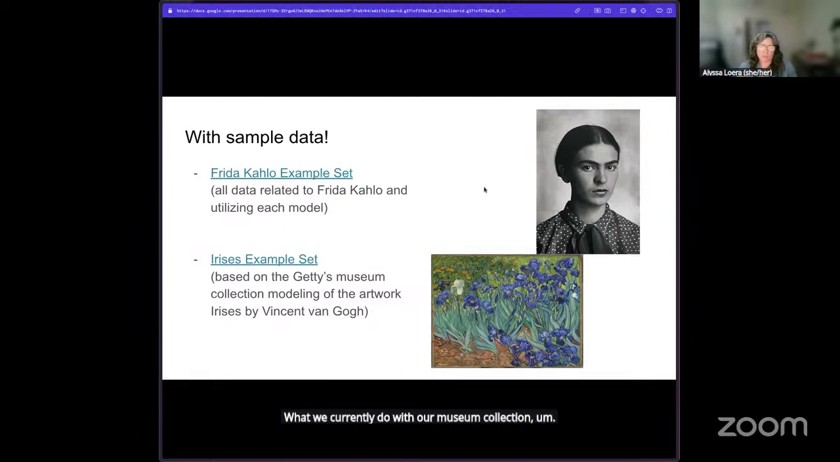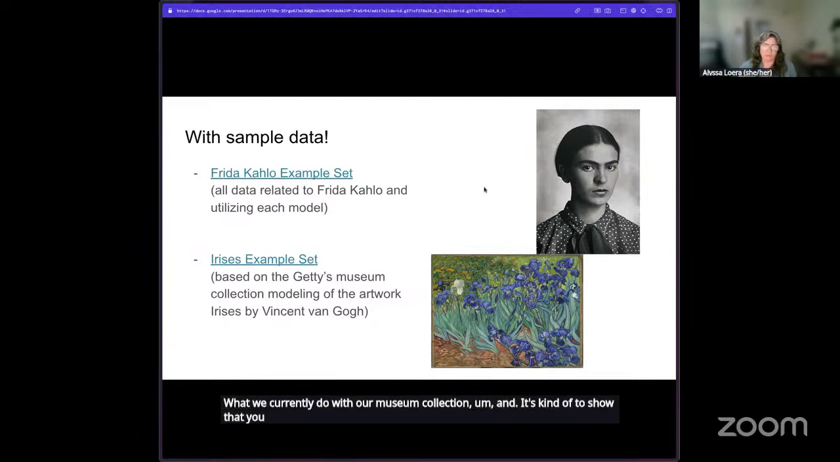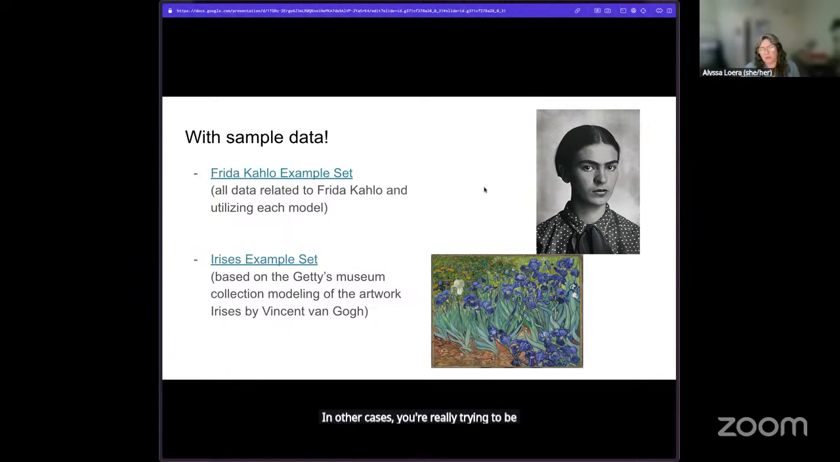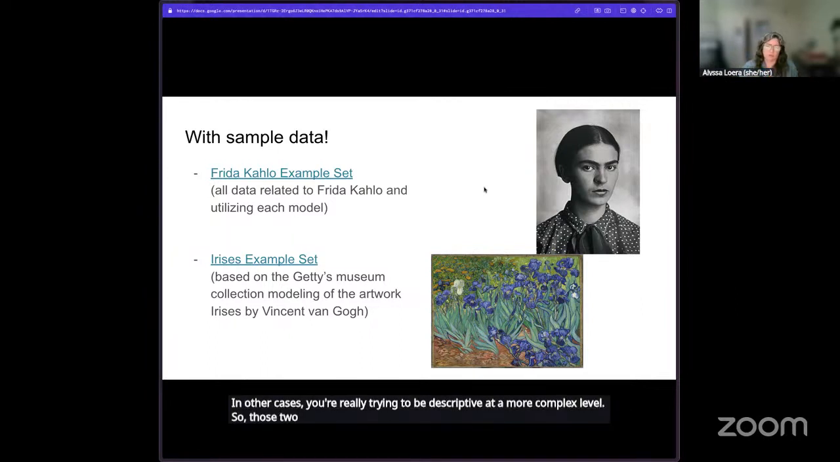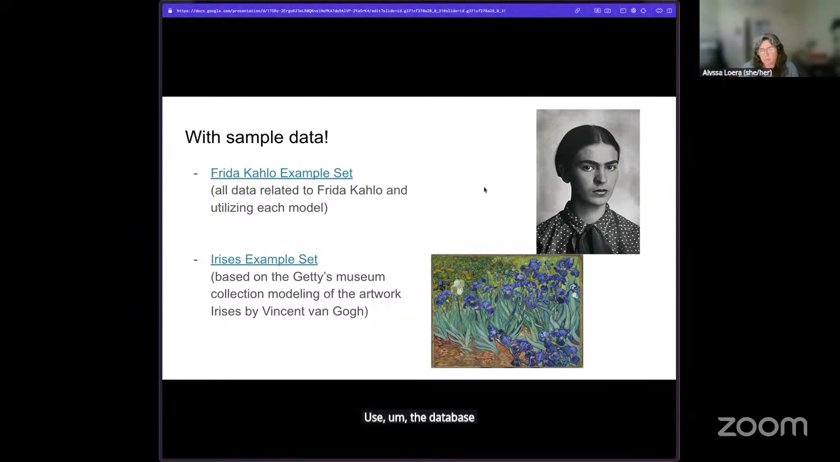And it's kind of to show that you don't have to use every single piece of every single model. In some cases, you're paring it down just to be effective for whatever discovery system you're trying to get the data into. In other cases, you're really trying to be descriptive at a more complex level. So those 2 data sets kind of sit next to each other nicely and show 2 different ways to really use the database pieces. And we can go to the next slide.